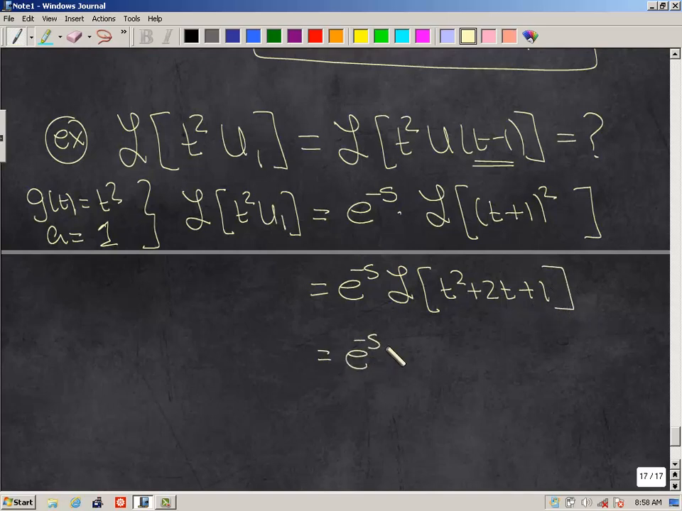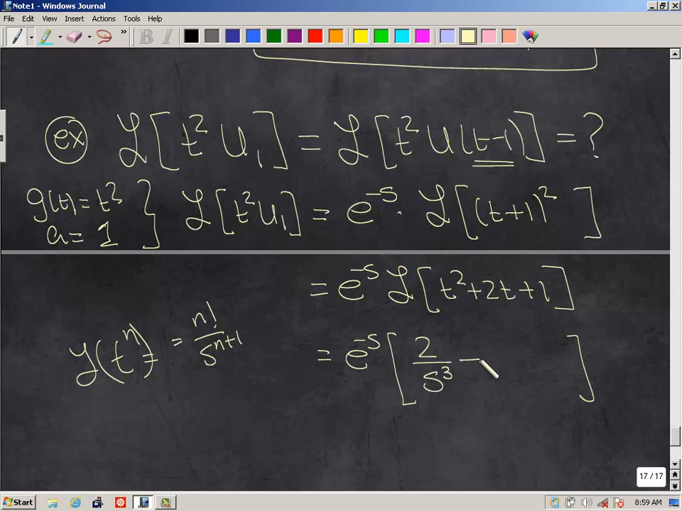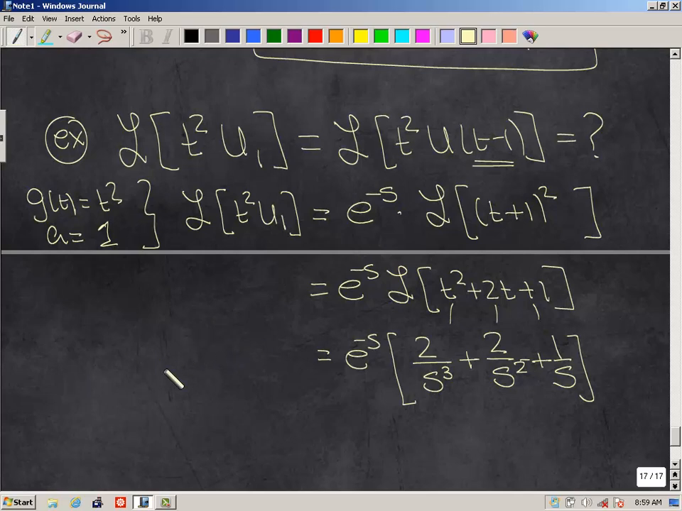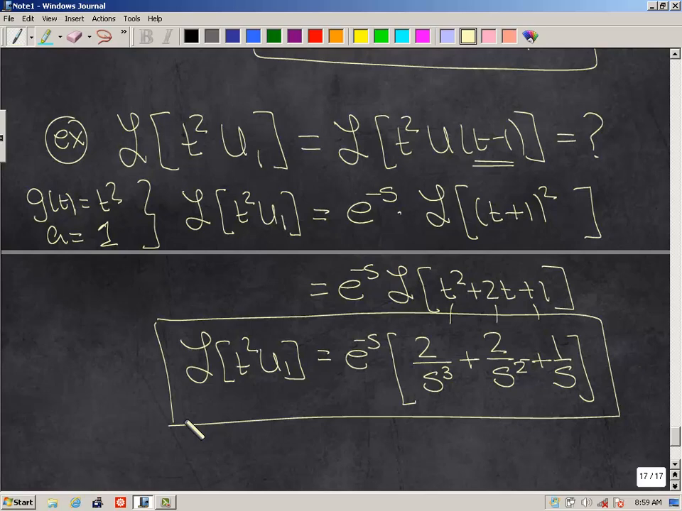So we get e to the minus s. What is the Laplace of t squared? It's like t to the n. Laplace is n factorial over s to the n plus 1. In our case, n is 2, so we get 2 factorial, which is 2. You get 2 over s cubed plus 2 over s squared plus 1 over s. I just did these. If you did chapter 2 and sections 7.2 and 7.3, you know how to do that. So this is the Laplace of t squared u of 1. And you can see it's fairly easy to do.